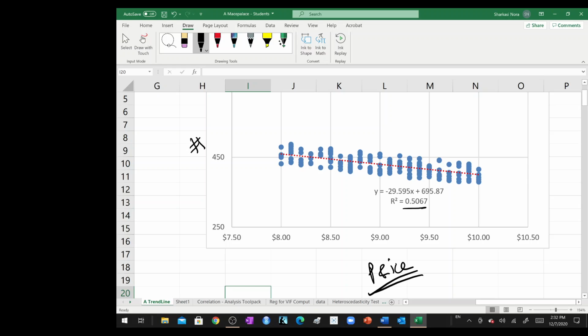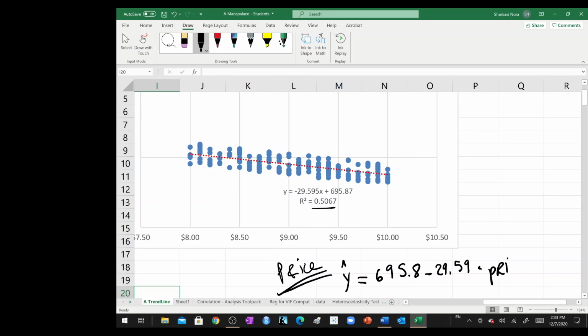Now let's take a look again at what an error is. What is a residual? A residual is the distance between the actual value and the predicted value. How do we find the predicted value? We find the predicted value y hat to be equal to 695.8 minus 29.59 times price, and this is depicted through this linear line. So the error term is the difference between the actual point and the predicted, a vertical distance from the actual to the linear line. This is the residual.